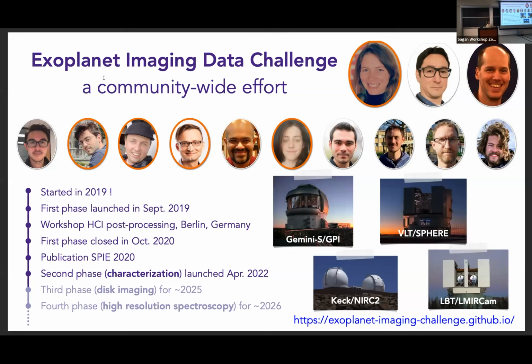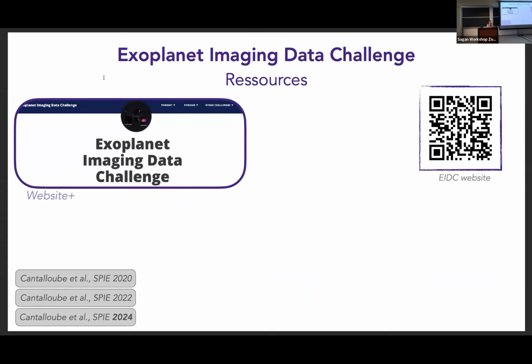We used mainly data from Gemini GPI, from SPHERE IFS and IRDIS, and Keck NIRC2 and LMIRCam. You have the website here. There's a lot of bibliography on it, with information about the data. You can use the data for your own fun if you want to play with it. I'm probably going to put that presentation and our video on it, actually. That would be a good idea. So, a link to the website.